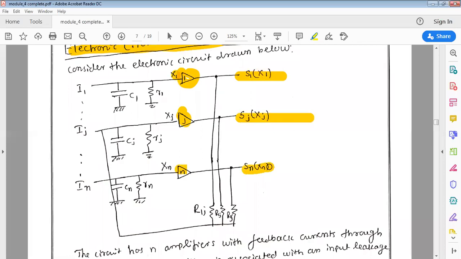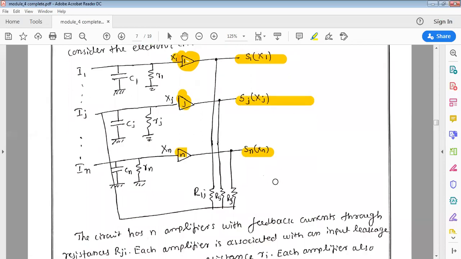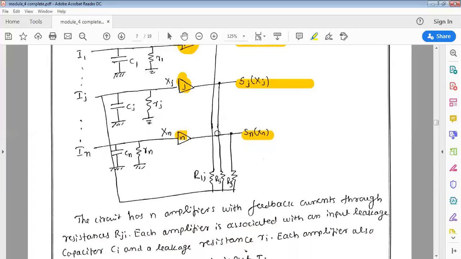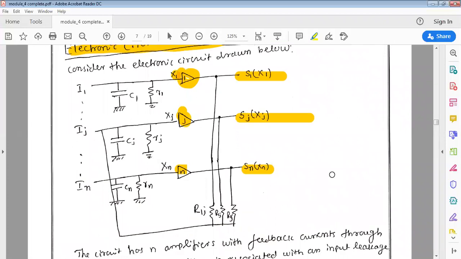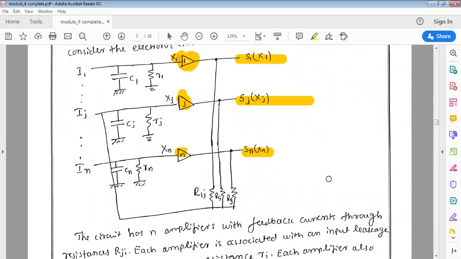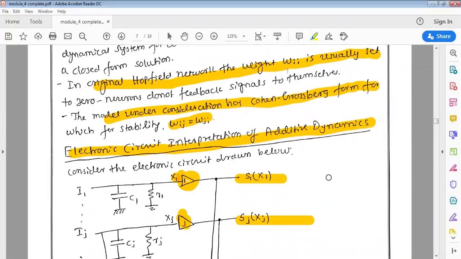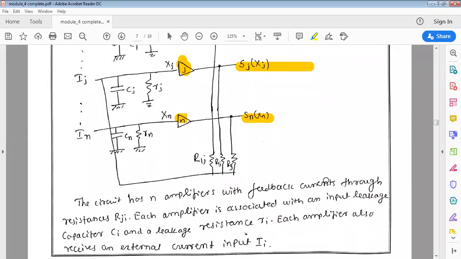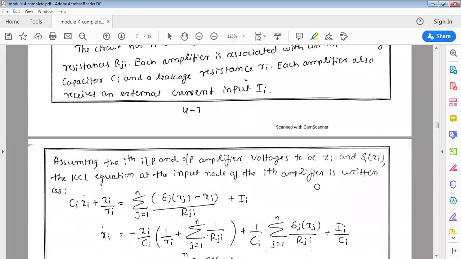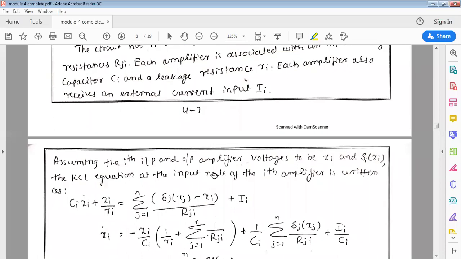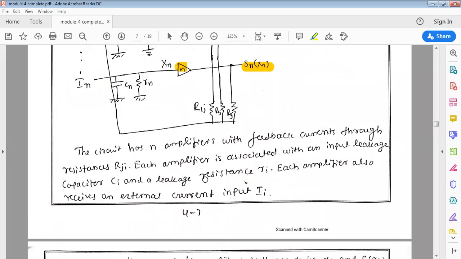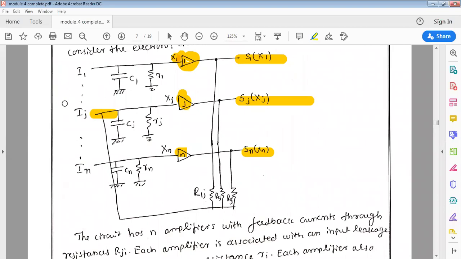Similarly, Sj of Xj and Sn of Xn, and at the output you have resistances R1j, R2j, Rnj, and so forth, which will aid the feeding back of current from the input side to the output side. How can we model this Cohen-Grossberg network, or Hopfield network, in terms of electronic equipment? See here, let us consider the ith input and output amplifier voltages xi and si of xj. Let us consider only this particular section.